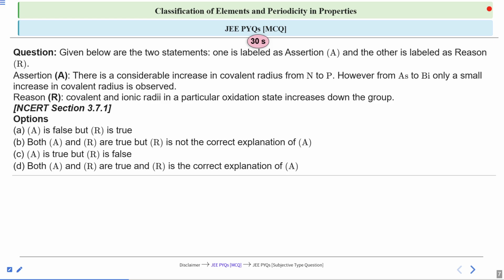Remember, students, if you are moving from arsenic to bismuth, you are involving the d orbital. So that would be the hint for this question. Your time starts now.